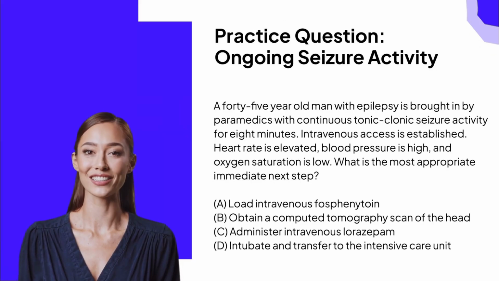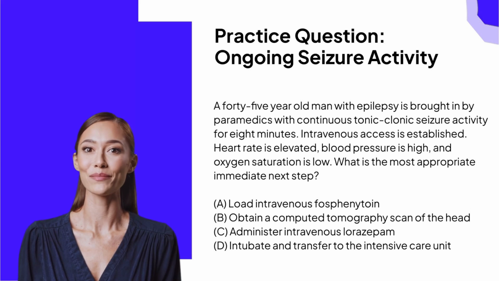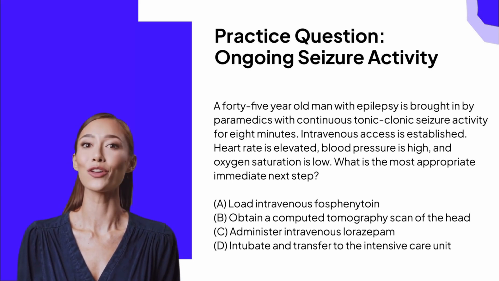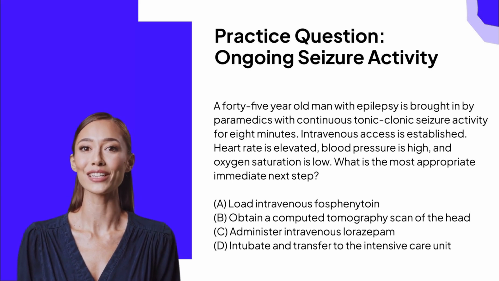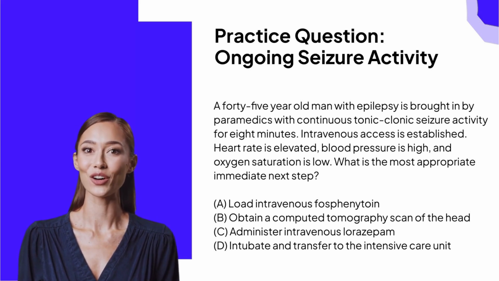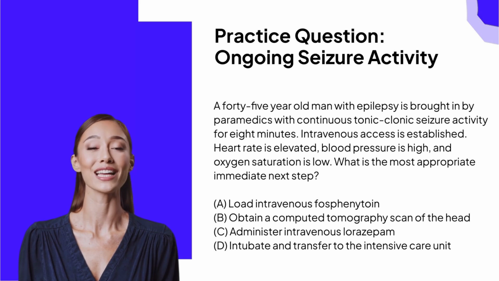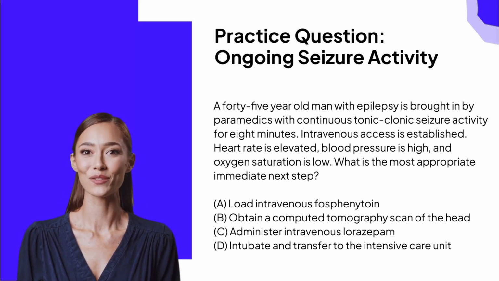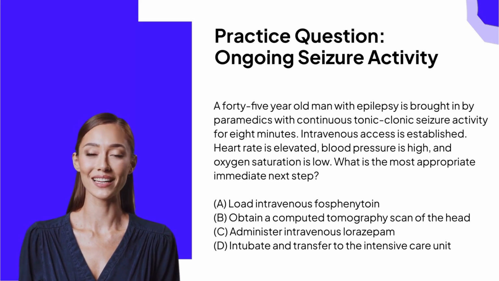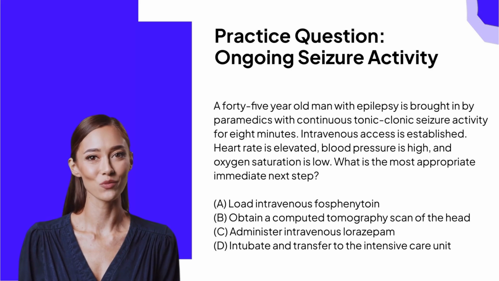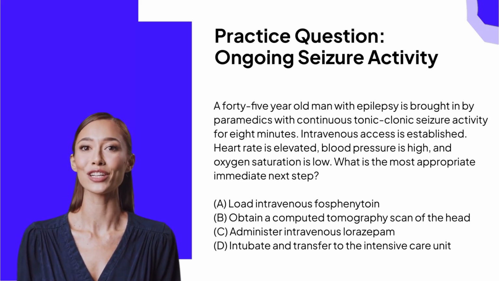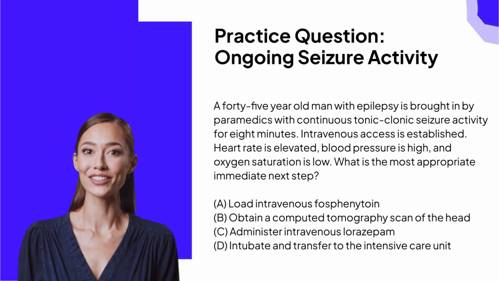Now let us try a status epilepticus question. Read the stem carefully. A 45-year-old man with known epilepsy is brought in by paramedics with continuous generalized tonic-clonic seizure activity for 8 minutes. Intravenous access is established. His heart rate is elevated, blood pressure is high, and oxygen saturation is slightly low. The question asks what to do immediately. Think about the algorithm we just reviewed and identify where this patient falls in the sequence.